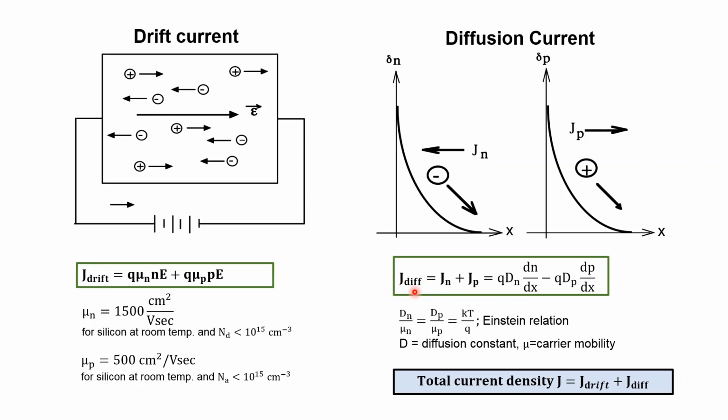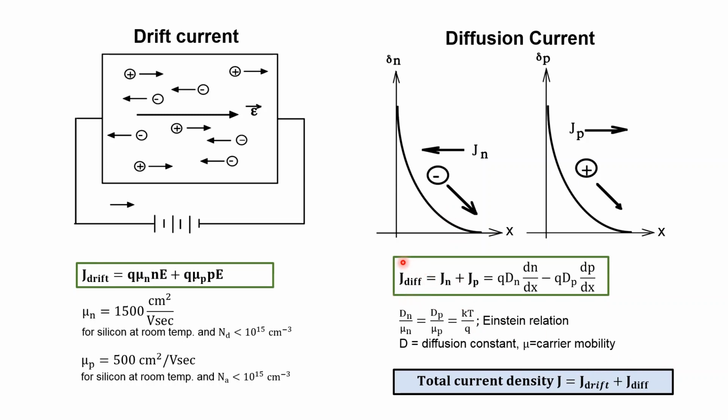So diffusion current density is constituted by two components, the current density by electrons and the current density by holes. So this is the expression for electron current density, Q Dn dn by dx. Dn is the diffusion constant and dn by dx is the gradient in the charge density. This is important because if the gradient in the charge density is more, then the diffusion current will be more.